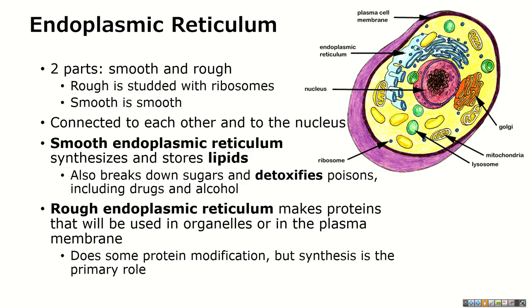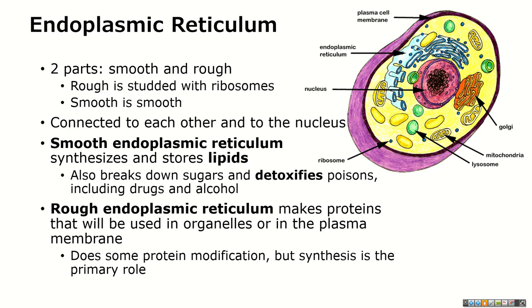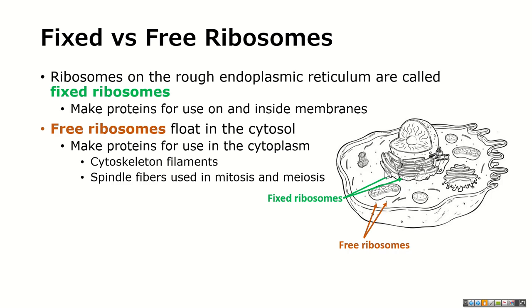Remember, ribosomes make proteins. Now, I do want to mention there are two types of ribosomes in the cell. And I should have just used this diagram for this. These are bigger. These ribosomes on the rough endoplasmic reticulum are called fixed ribosomes. They are going to make proteins that are used on a membrane or inside a structure bound by a membrane.